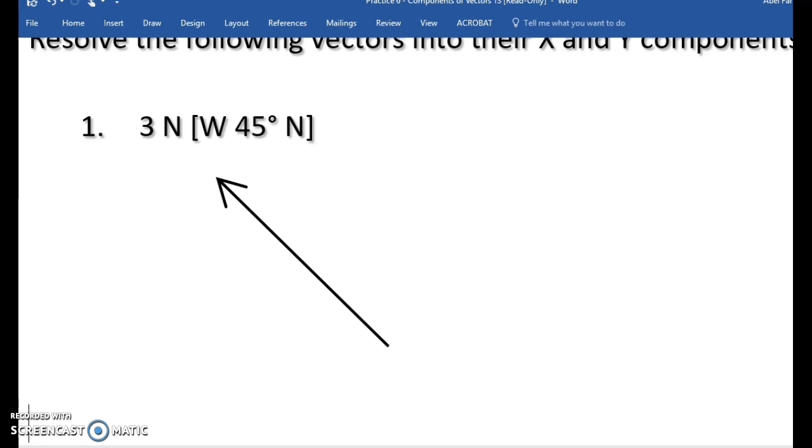Okay, so they tell you you have a force vector that's 3 newtons. Your baseline is west. It goes 45 degrees north of that line. Okay, so the way this looks is this. Your baseline is west. You start off in the west direction, which is there. Now you're going to go 45 degrees north.